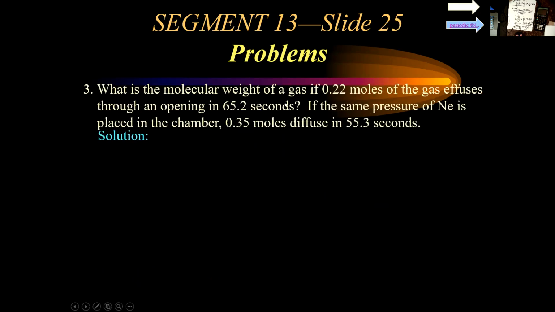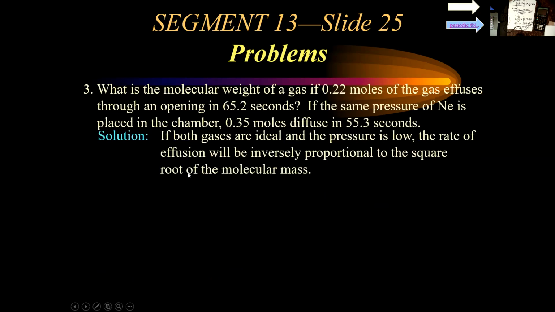What's the molecular weight of a gas if that many moles of gas diffuses through an opening in 65.2 seconds? If the same pressure of neon is placed in the same chamber, 0.35 moles diffuse in 55.3 seconds. Okay, this is rates of diffusion of two different gases. That's Graham's law. So this is the relationship from Graham's law. Remember now, it's an inverse. The heavy molecules travel slower. So they go inverse relationship.